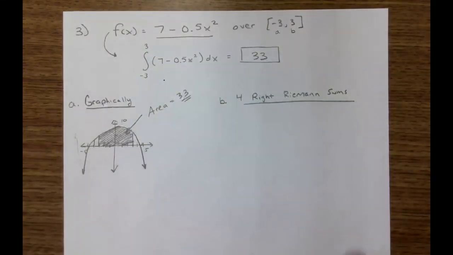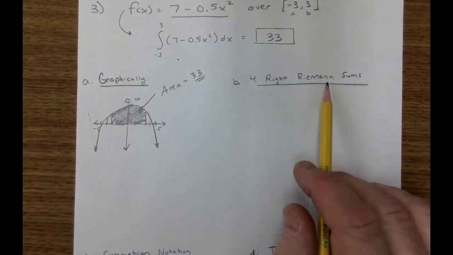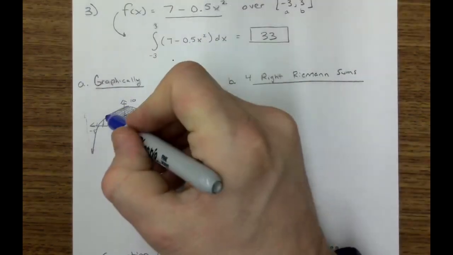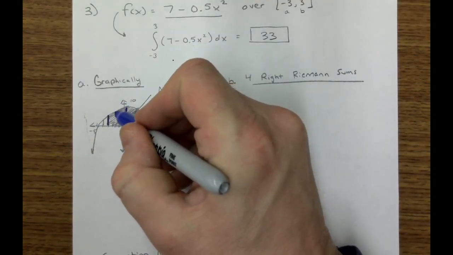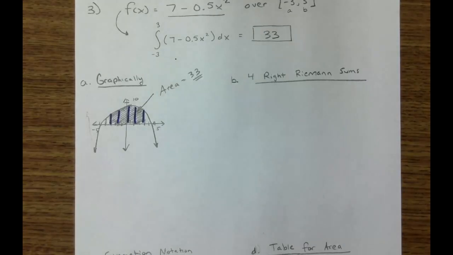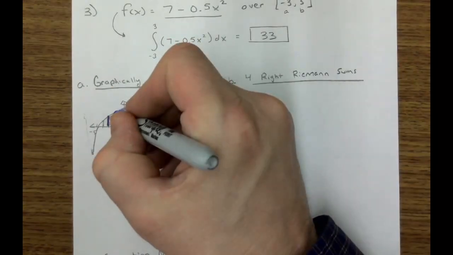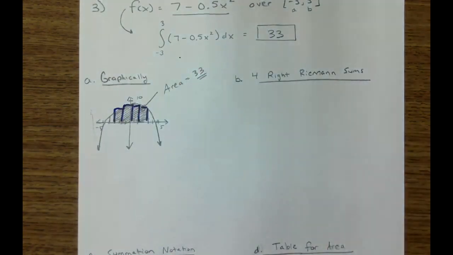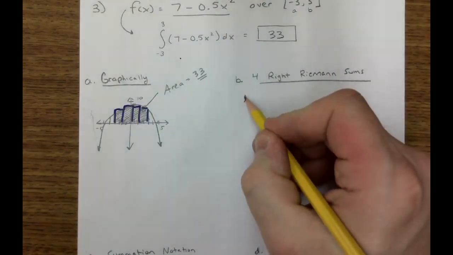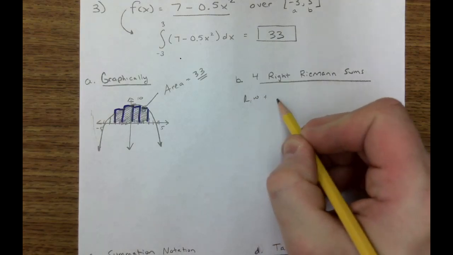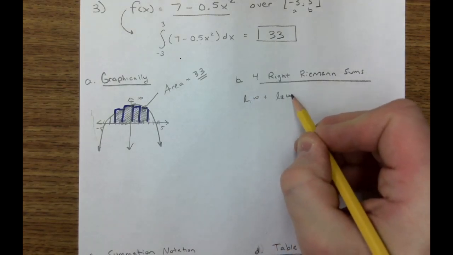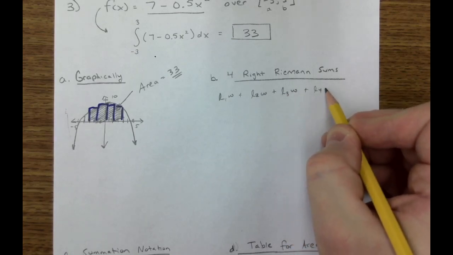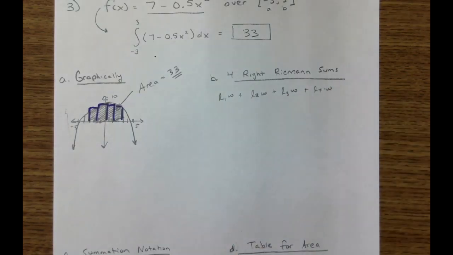We're ready to go. Next thing we're going to do is 4 right Riemann sums. Well, if I were to take this and divide this up into 4 sections, there's my 4 Riemann sums. And they're coming from the right, so they're looking like this, and this, and this, and this. But I have those points. So I have length 1 times width plus length 2 times width plus length 3 times width plus length 4 times width. There's my 4 rectangles.